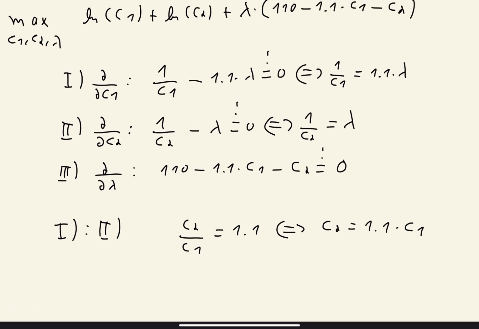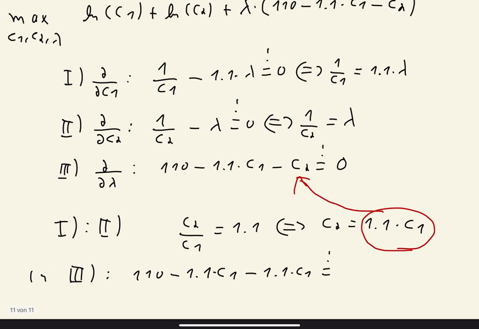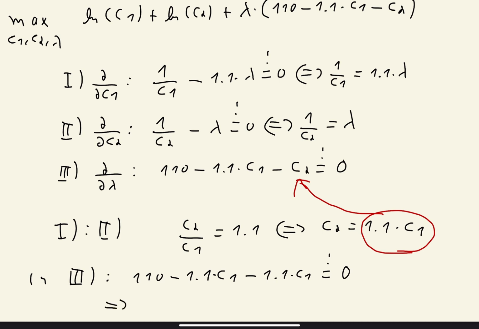Now, what we do next is we simply plug this here into C2 here, and so then in equation 3, what we get is 110 minus 1.1 C1 minus 1.1 times C1. This is supposed to be equal to 0. And if you solve this, you get C1 star. So that's the optimal consumption in the first period, and this is equal to 50. If we plug 50 back in here, we get C2 star is equal to 55.